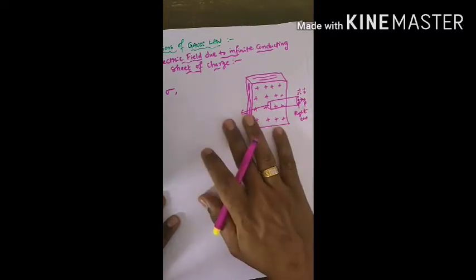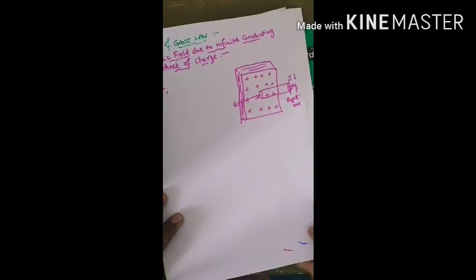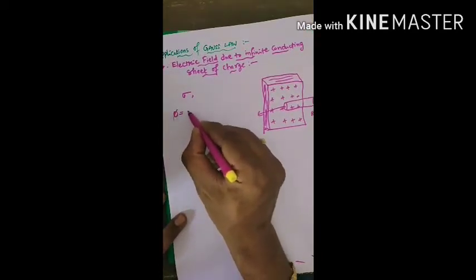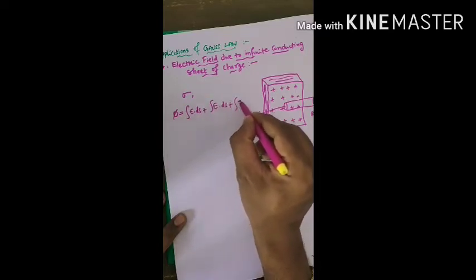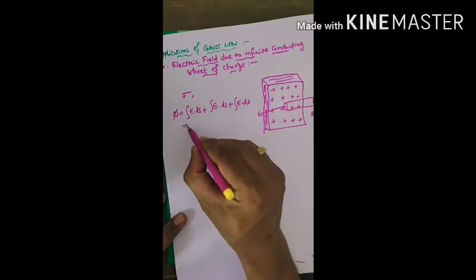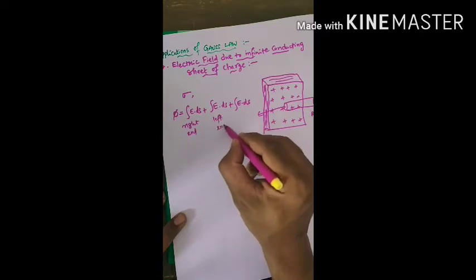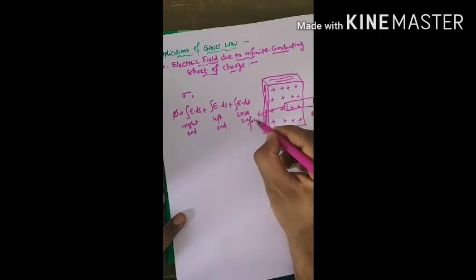Left end means there is no charge. Right end means here E and dS will be parallel to each other, so the angle between these two will be 0. The electric flux through the curved surface is 0, as E and dS are perpendicular. So simply I am writing, phi is equal to integral E dS plus integral E dS plus integral E dS. What are these three terms? This is the right end flux, this is the left end flux, and this is the curved surface flux.